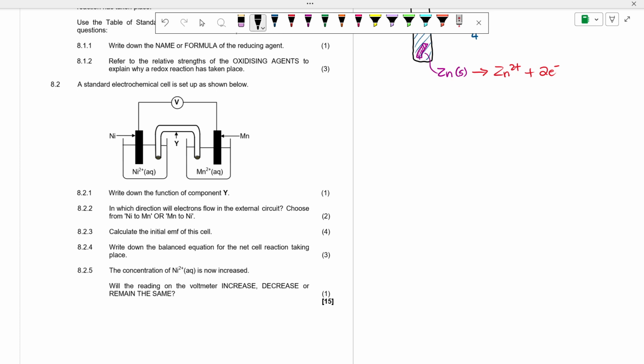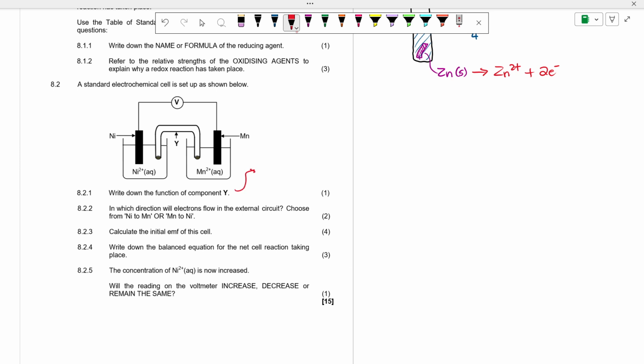But we can see that we have nickel on one side, accompanied by nickel 2 plus ions as an electrolyte. We have Mn as the electrode on the other side, accompanied by Mn2 plus ions as the electrolyte. Then there's a salt bridge labeled Y, and I assume they'll want the function of that. 8.2.1, write down the function of component Y, and it's 1 mark, so you just need one function.